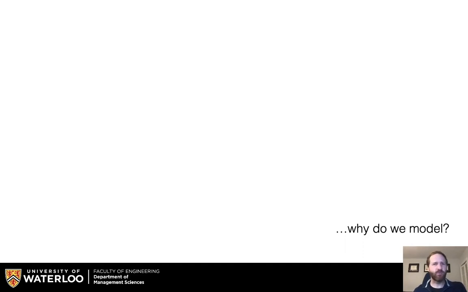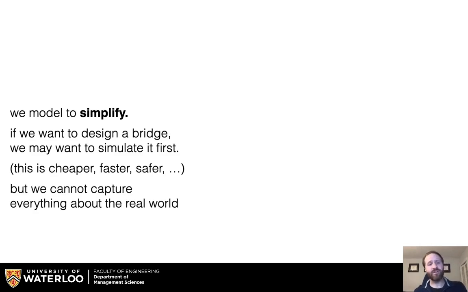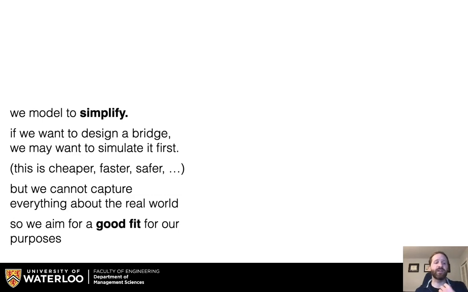But why do we model more generally? Well, we model to simplify. If we want to design a bridge, we may want to simulate it first. This is cheaper, it's faster, it's safer than building a whole bunch of bridges and have people walk across them to see if they break. But we cannot capture everything about the real world in our models. So what we do is we aim for a good fit for our purposes.